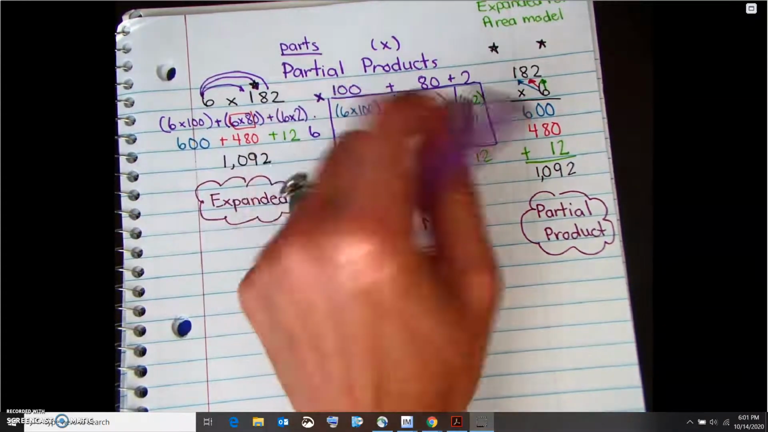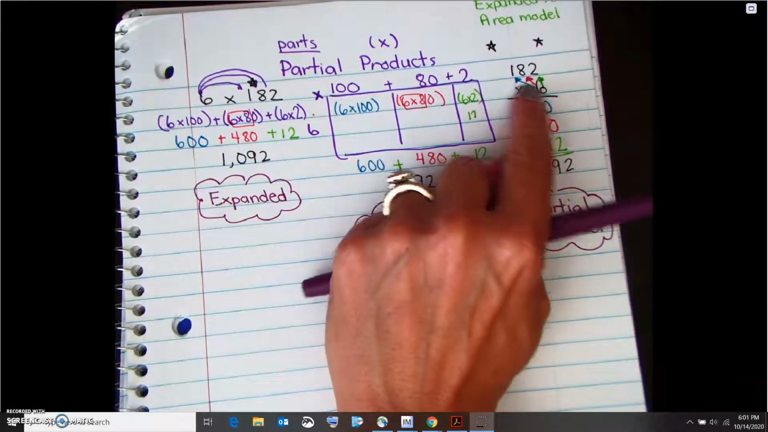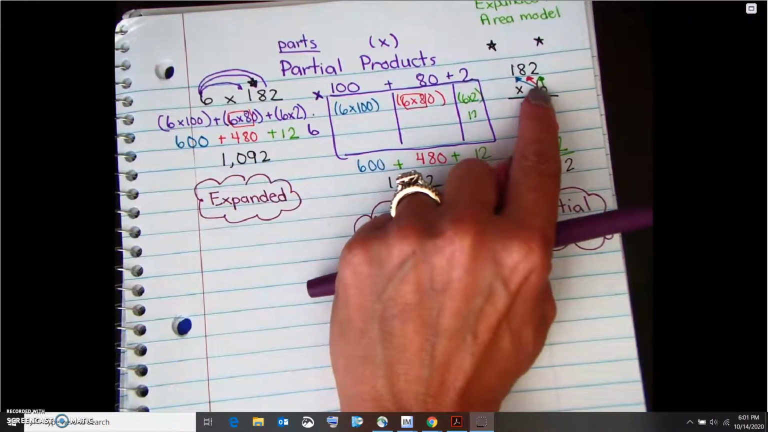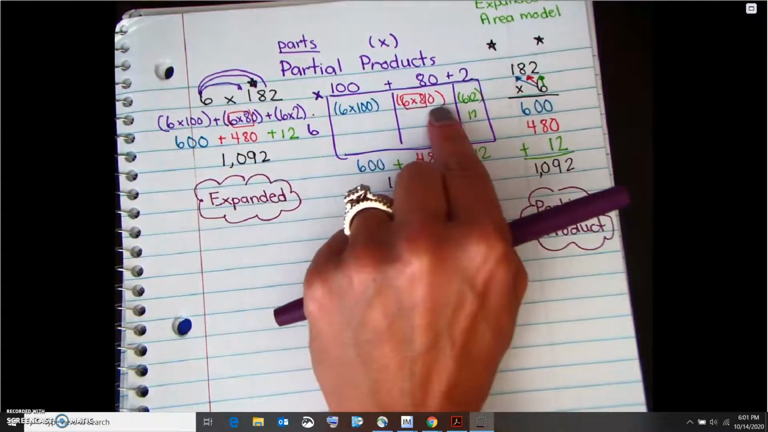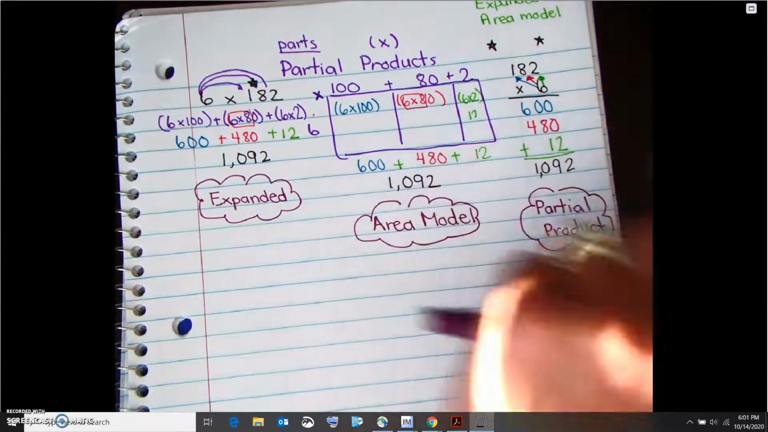The tricky one with this one is to make sure if you are multiplying in the hundreds, you say 6 times 100, not 6 times 1. And this one is 6 times 80, not 6 times 8. And then this one is 6 times 2, because it's in the ones place.